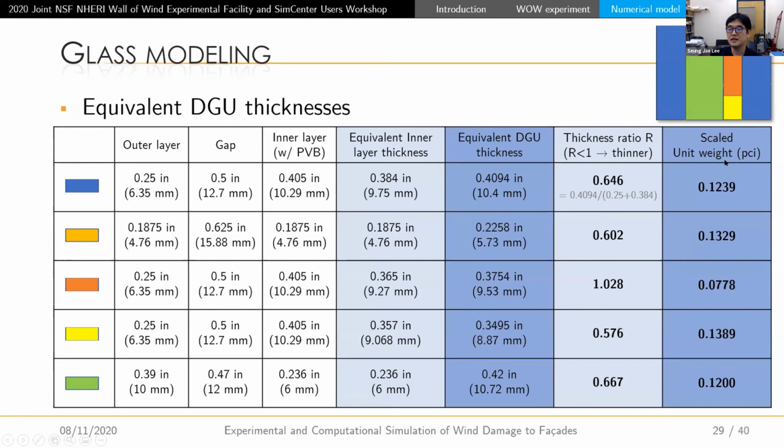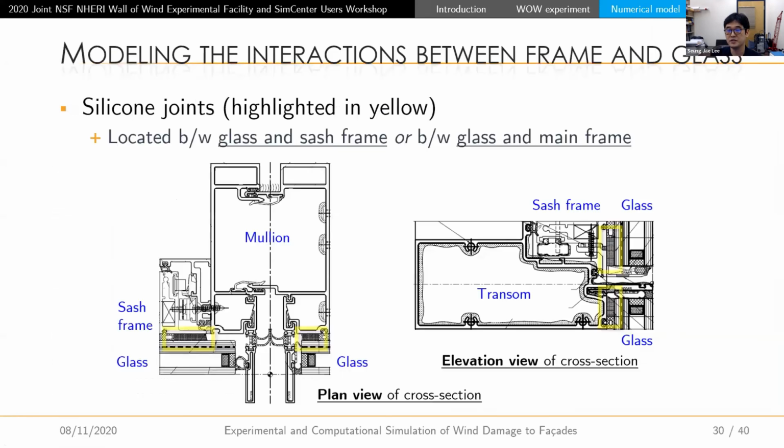So we deliberately increased the unit weight to make the mass the same as the original DGU, and to make the same dynamic properties compared to the actual specimen. So we scaled the unit weight to make the same mass, and those are the values we adopted to make the dynamic behavior comparable to the actual one.